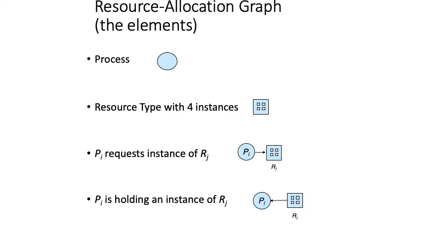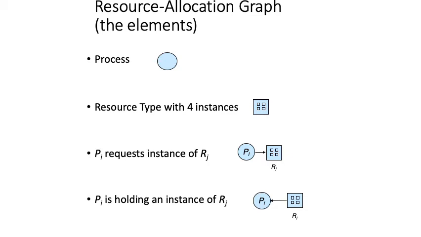The resource allocation graph has a few elements. Processes are denoted by circles and resources are denoted by squares. If you see small squares within that square, it tells that the resource has instances. The number of squares or dots inside that square tells how many instances the resource has. For example, in this diagram, this resource has 4 instances.